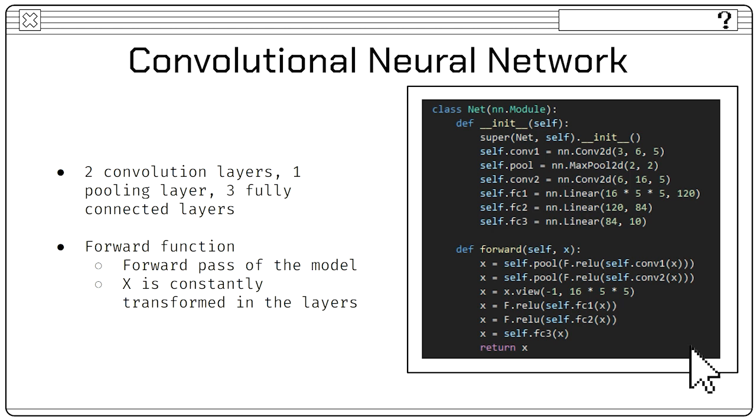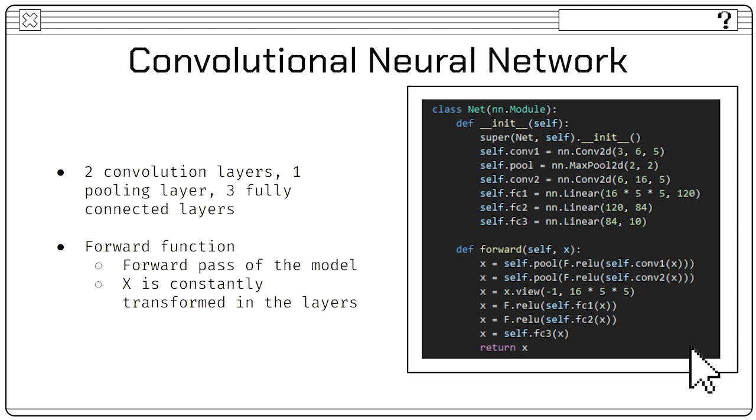The first convolutional layer takes an input tensor with 3 channels corresponding to the RGB color channels of an image and applies 6 filters of size 5 by 5. The output of this filter is then passed through a max pooling layer that downsamples the output by a factor of 2 in both the horizontal and vertical dimensions.